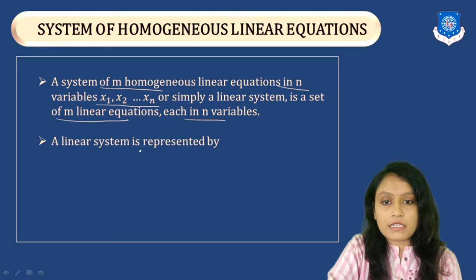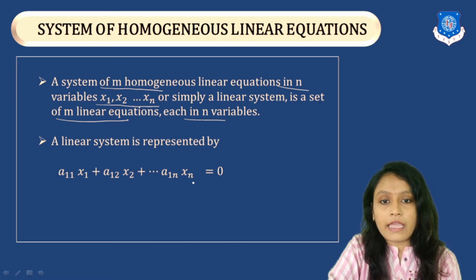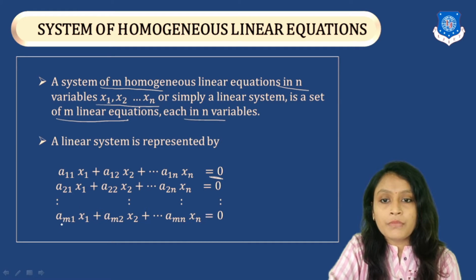So it can be represented as a11x1 plus a12x2 plus so on up to a1n xn is equal to 0. Whenever we have a homogeneous equation, on the right hand side we will always have 0. Then a21x1 plus a22x2 plus a2n xn equals 0, and so on up to am1x1 plus am2x2 plus amn xn is equal to 0. So we are writing this linear system in this way.